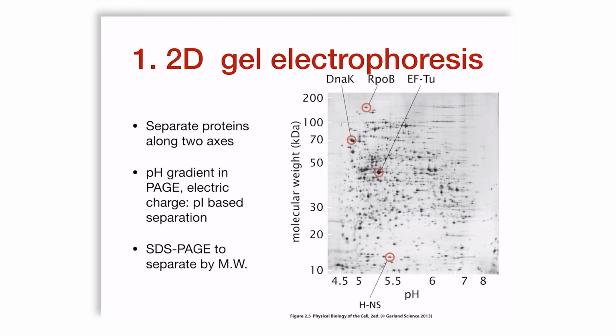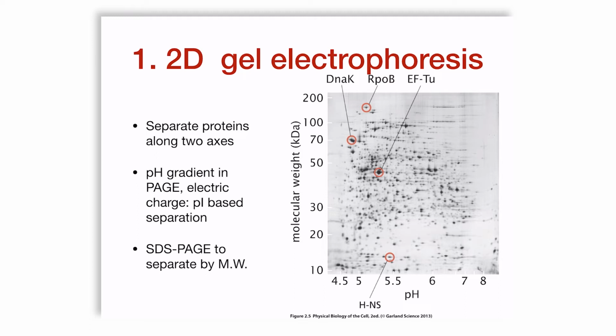What is 2D gel electrophoresis? So hopefully many of you at least have come across SDS page, as it is called, sodium dodecyl sulfate polyacrylamide gel electrophoresis. This is a one-dimensional gel electrophoresis. So what is 2D over here? It's two dimensions. The first dimension is a pH gradient using the isoelectric point of an amino acid to separate it.